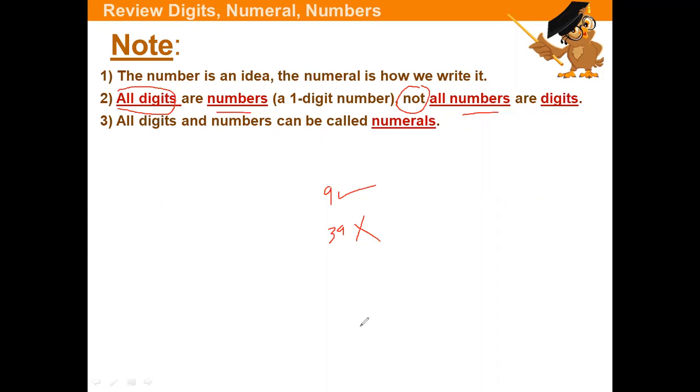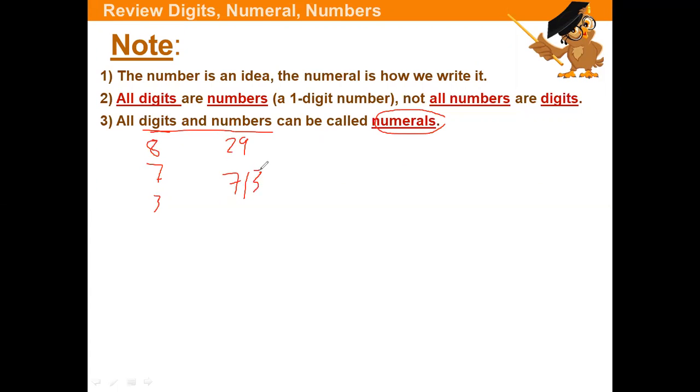Another one. We ask you that all digits and numbers can be called a numeral. So we have digits and numbers, and each is a numeral. That means, for example, if I say 8 or 7 or 3, and here if I say 29 or 713, these are the numbers and these are the digits. All of these are numerals.